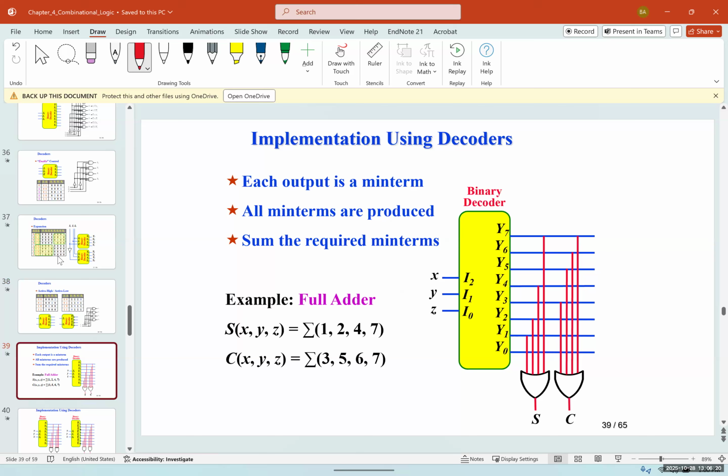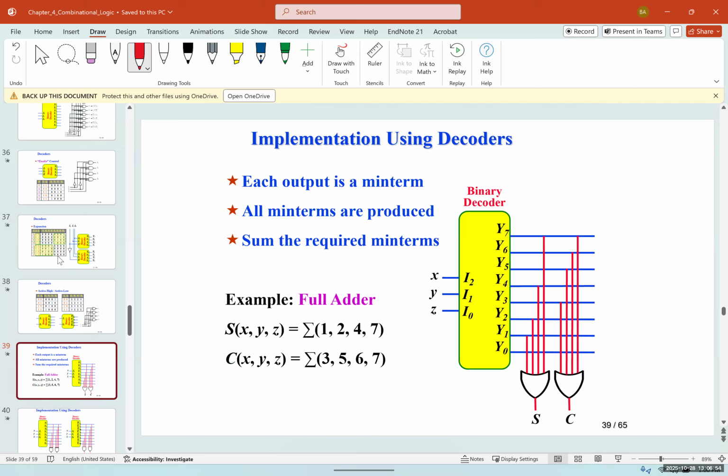So decoders can be used sometimes to implement other types of combinational logic gates. For example, using a decoder, we can create a full adder. A full adder from a decoder will look like this. We would have 2 OR gates connected to the outputs. And in this example, each output is a minterm.